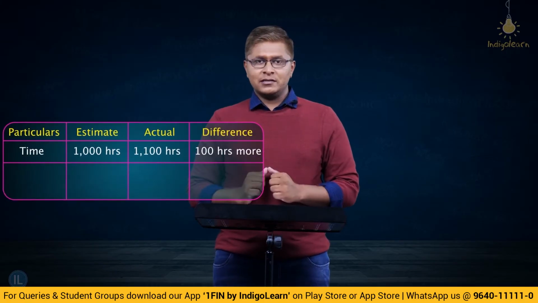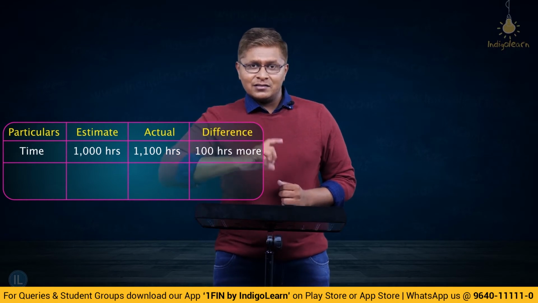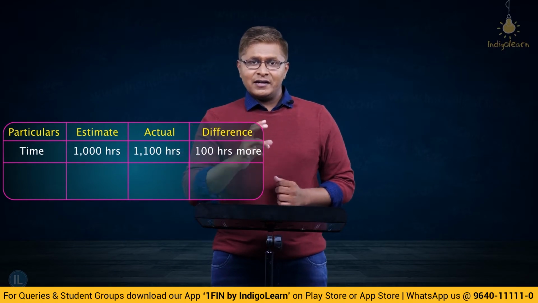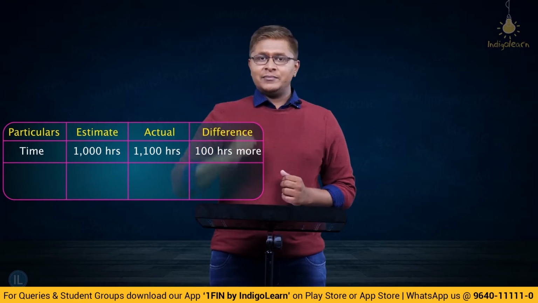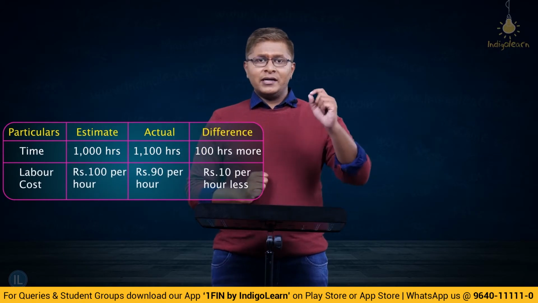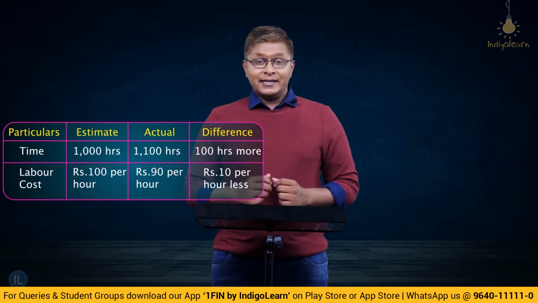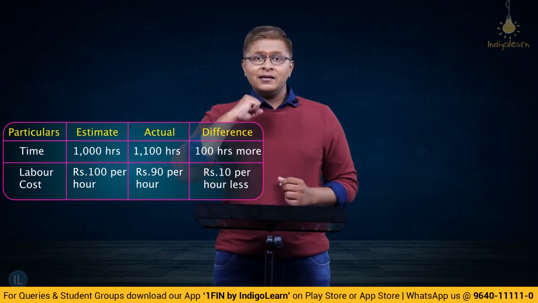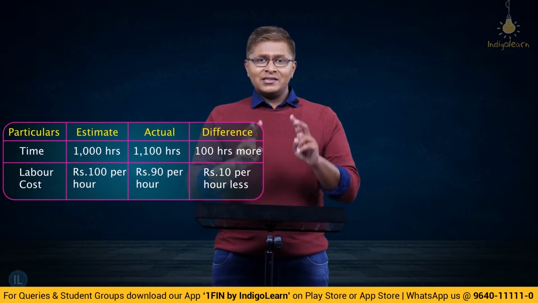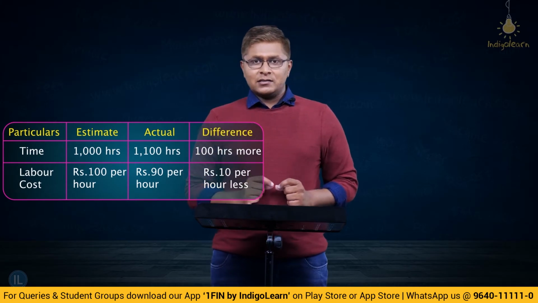One, we estimated that we are going to take 1000 hours, but we have actually taken 1100 hours. That means on account of the time that we have taken, there is a difference of 100 hours. We have taken 100 hours more than what was estimated. And second, we estimated that we are going to incur a cost at 100, but we have incurred a cost only at 90. That means we have spent 10 rupees less than the estimate what we had. Now these are the two variances that we are going to learn in labor cost variances.